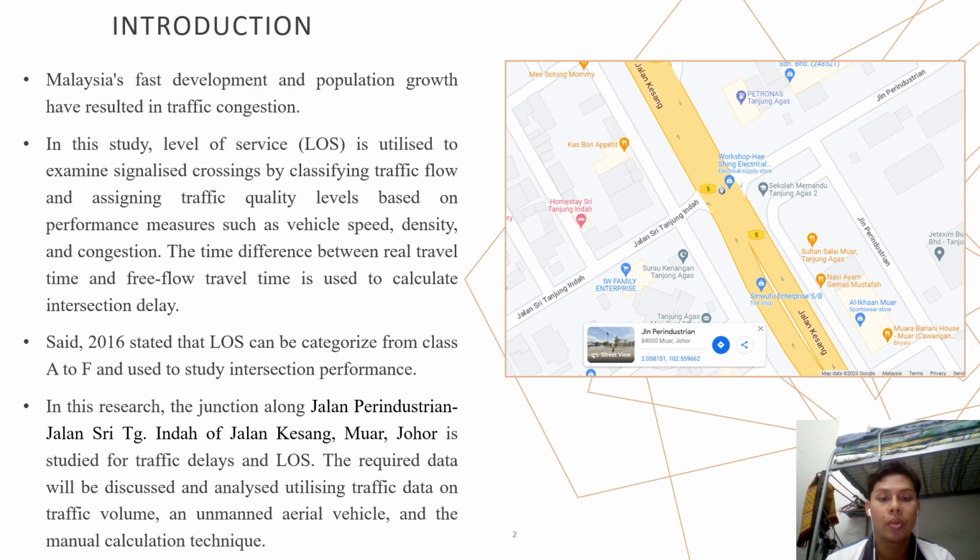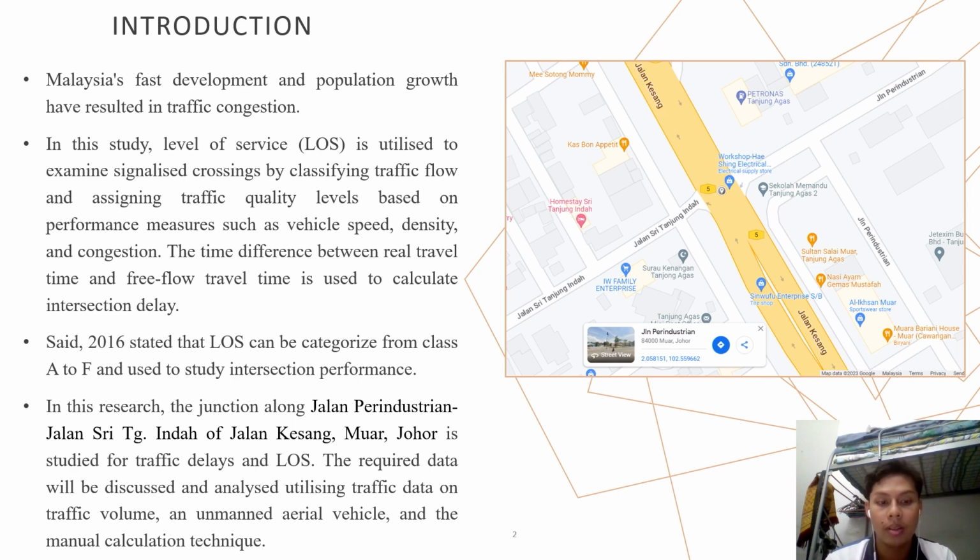The time difference between real travel time and free flow travel time is used to calculate the intersection delay or the traffic delay. Our reference, written in 2016, stated that LOS can be categorized from class A to F and used to study intersection performance, which we all learn in our class. In this research, the junction along Jalan Perindustrian, Jalan Sri Tanjung Indah of Jalan Kesang, Muar, Johor is chosen and studied for traffic delays and LOS.